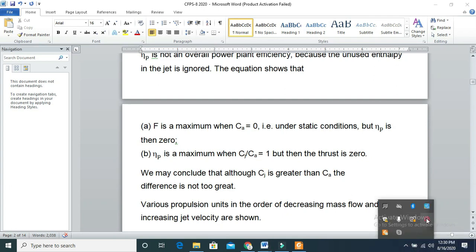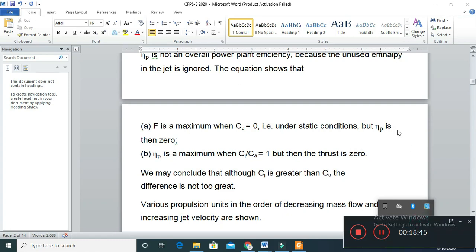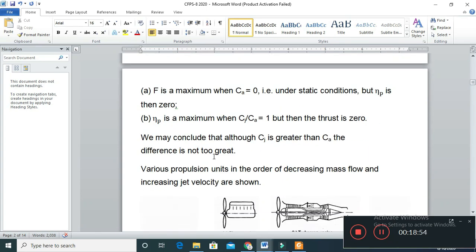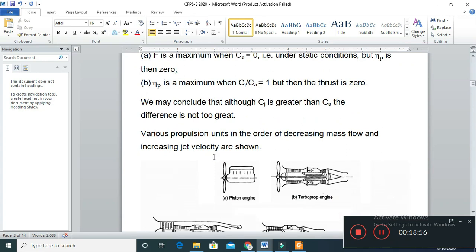So the value of Ca should not be 0 and it should not be equal to Cj. It should be intermediate, so that we have a suitable value of propulsion efficiency along with a suitable value of thrust power.